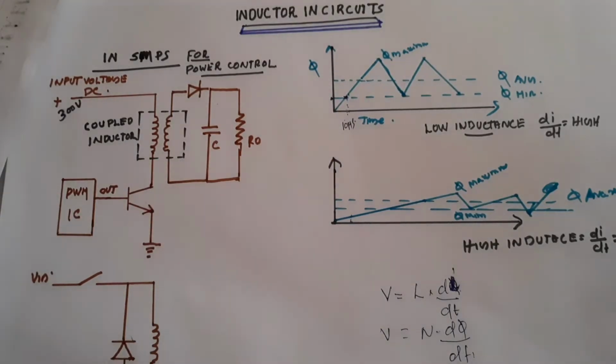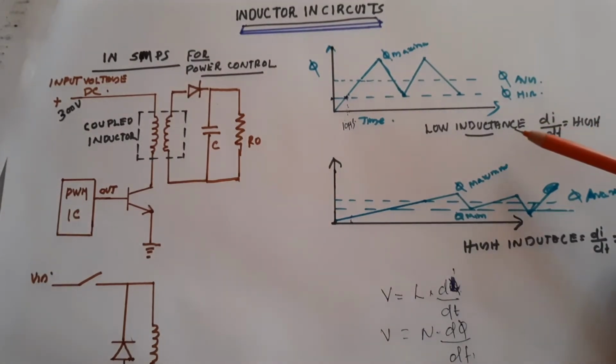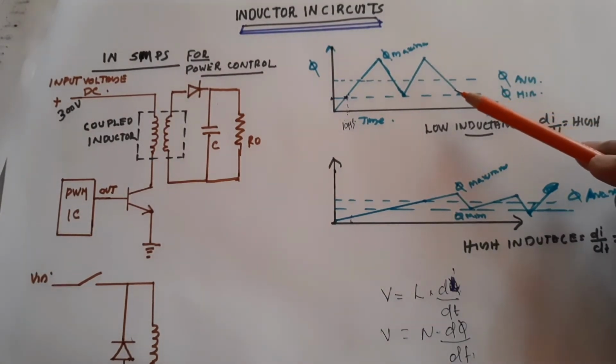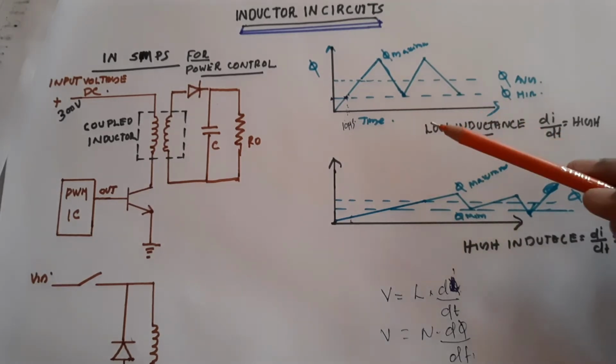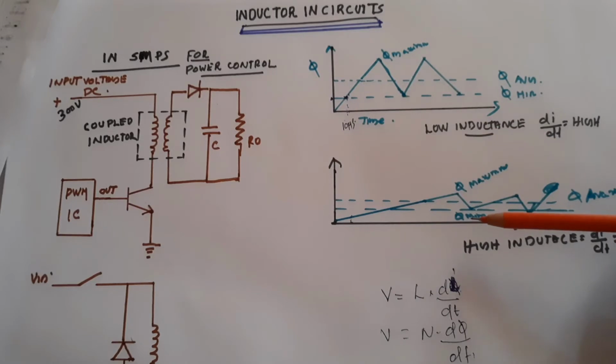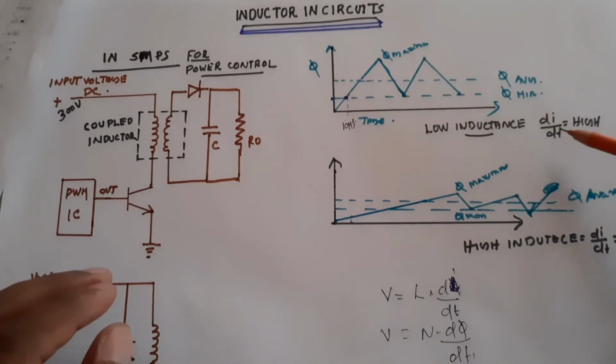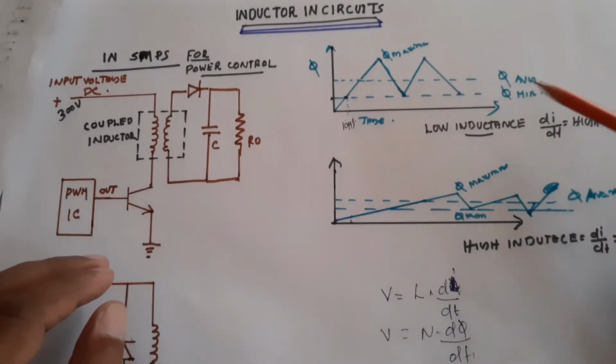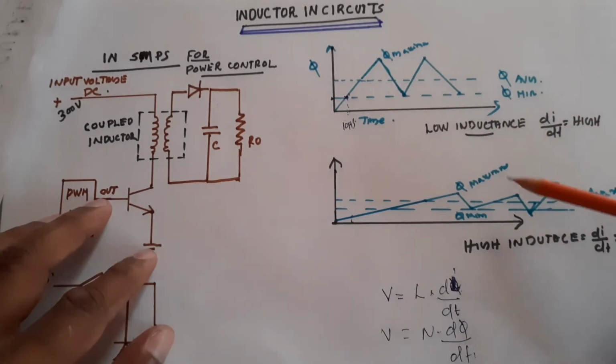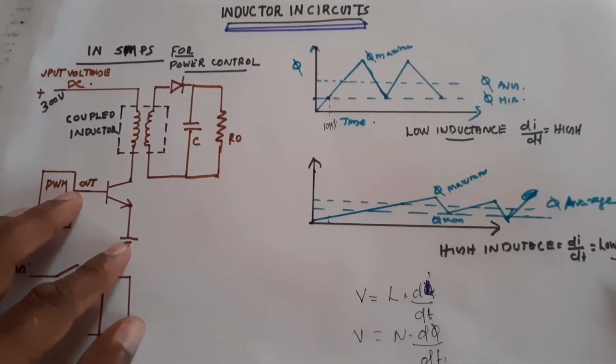Now just look at the waveforms. This is the waveform of an inductor with low inductance. Low inductance means the number of turns is less, and this is the waveform of a high inductance, that means an inductor which has more turns. Here the di by dt is high, and in this case it is low.